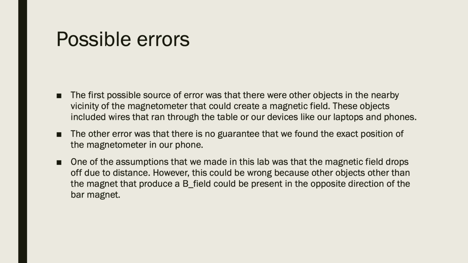Here are our possible sources of error. The first possible source of error was that there were other objects in the nearby vicinity of the magnetometer that could create a magnetic field. These objects included wires that ran through the table or our devices like our laptops and phones. The other error was that there was no guarantee that we found the exact position of the magnetometer in our phone when we first calibrated it. Finally, one of the assumptions that we made in this lab was that the magnetic field drops off due to distance. However, this could be a wrong assumption because other objects besides the magnet that produce a B field could be present in the opposite direction of the bar magnet.